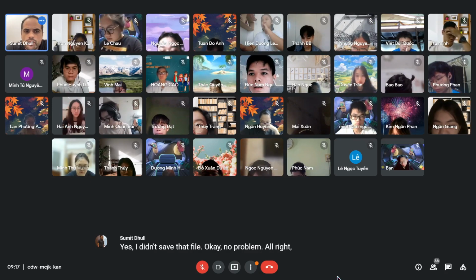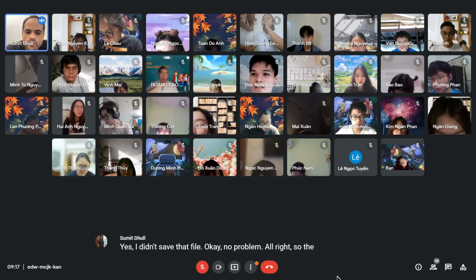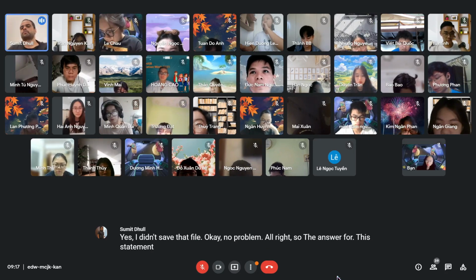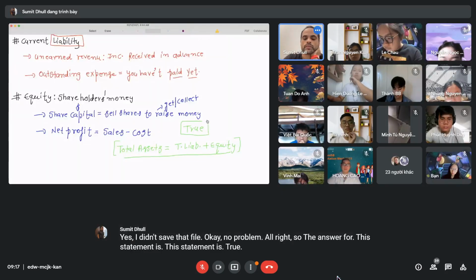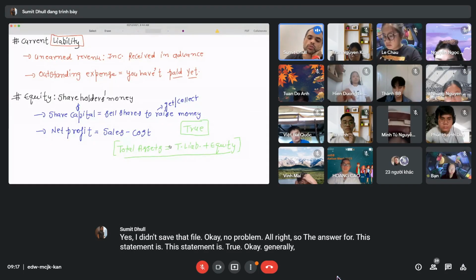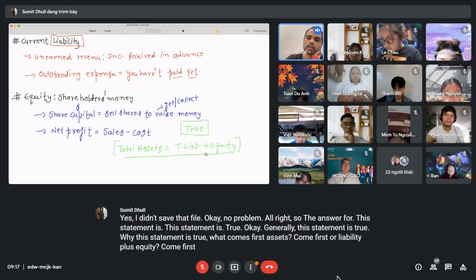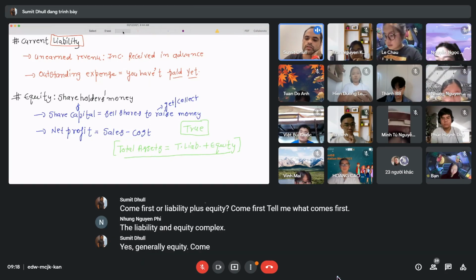All right, so the answer for this statement is true. Generally this statement is true. Why is this statement true? What comes first? Assets come first or liability plus equity comes first? Tell me, what comes first? Liability and equity come first. Yes, generally equity comes first.